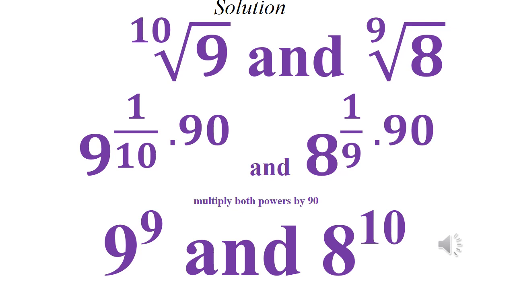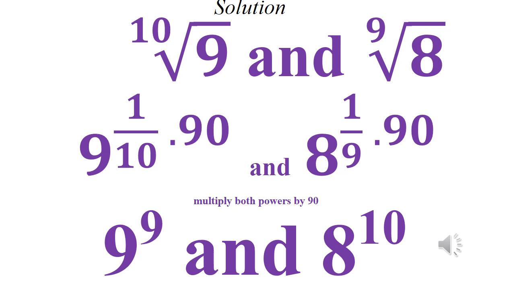Now, solution to question 1. Since we have the 10th root of 9, we can just simplify it as 9 raised to power 1 over 10. Then the 9th root of 8 can be simplified as 8 raised to power 1 over 9.